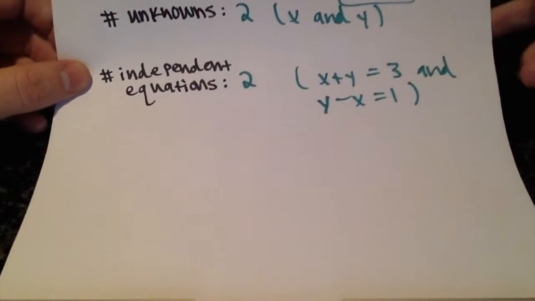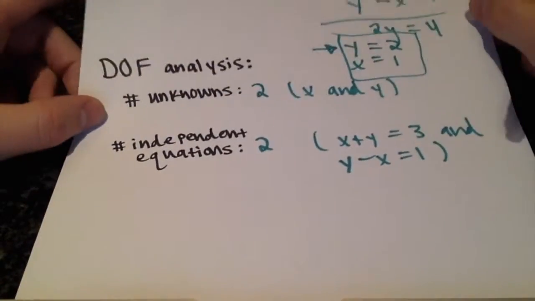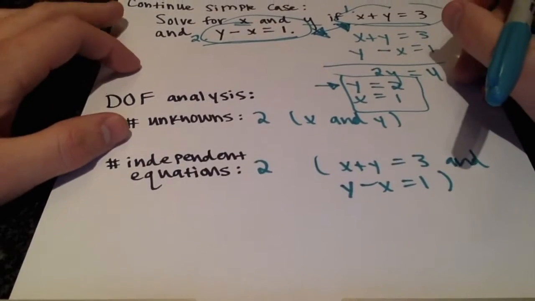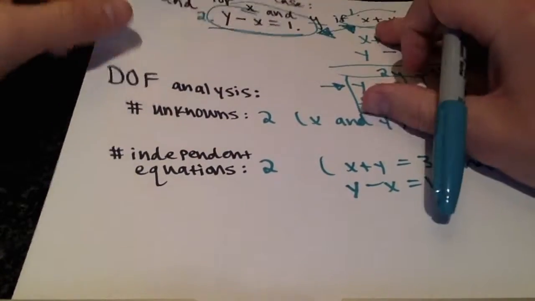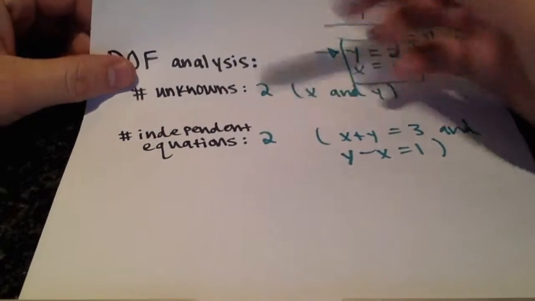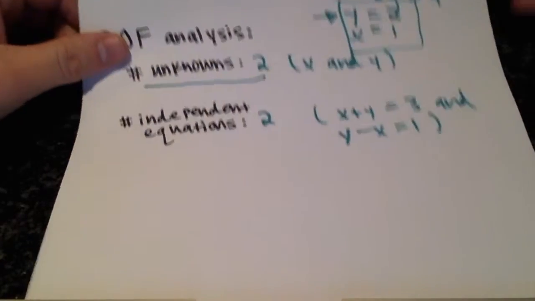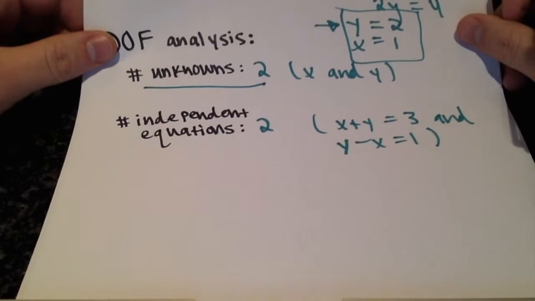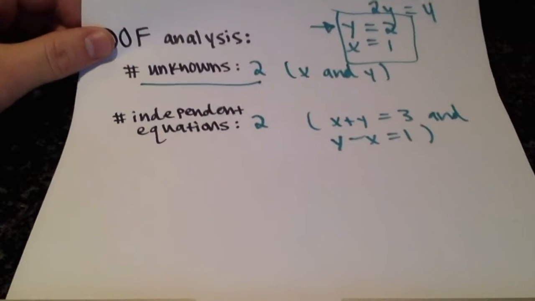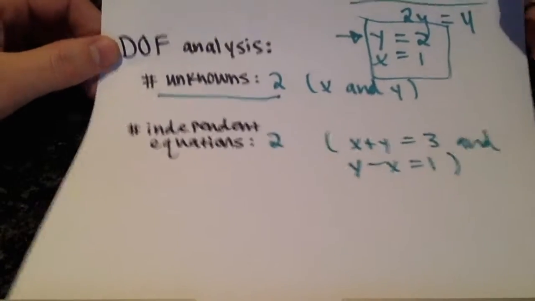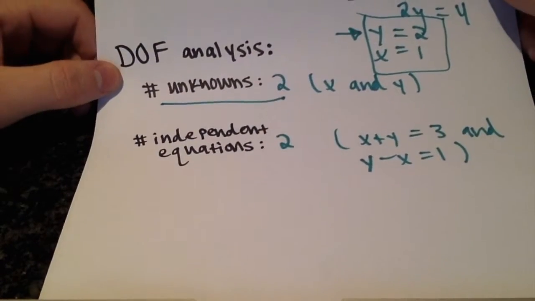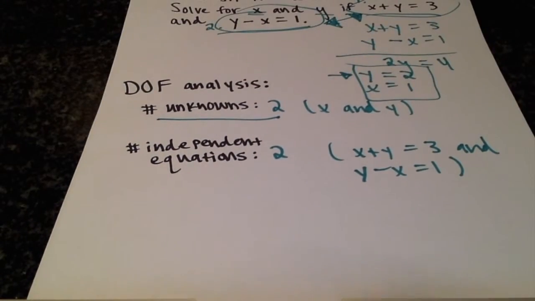Alright, and I know this is really simple, but the degrees of freedom analysis is really useful when you're looking at complicated systems. So there were only two unknowns, but in the future you may be looking at systems that have anywhere from 2 to 20 unknowns, and instead of just diving into that problem, you may want to start with the degree of freedom analysis and just see that the equation is solvable in the first place.